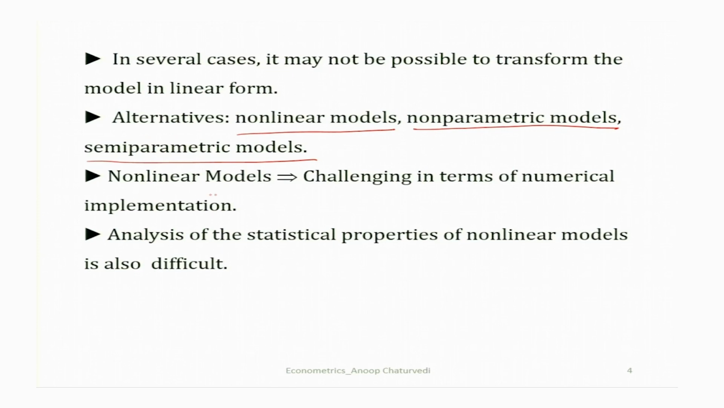Nonlinear models pose a lot of challenges in terms of numerical implementation, how to estimate the model. It is a big challenge. Now, the analysis of the statistical properties of the nonlinear models is also difficult. So, you have two main issues: how to estimate the model, and then to investigate the properties of the estimators.